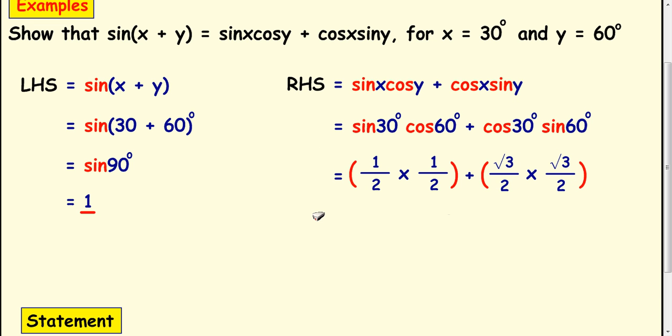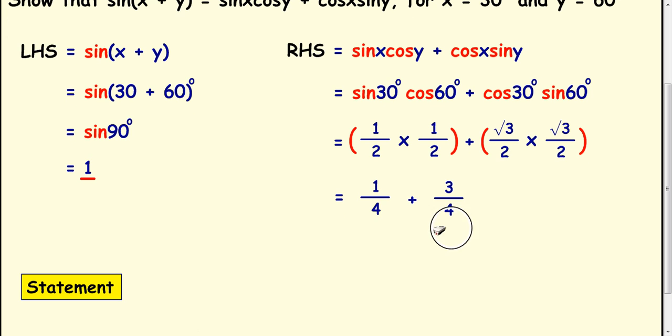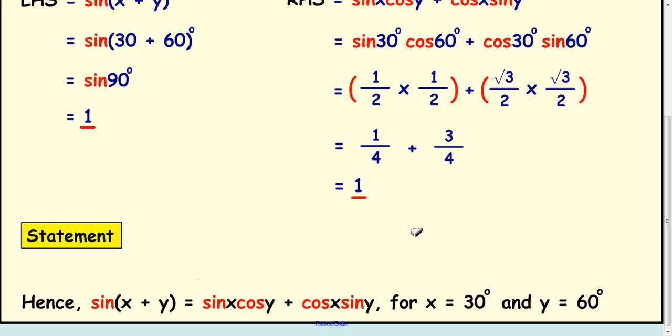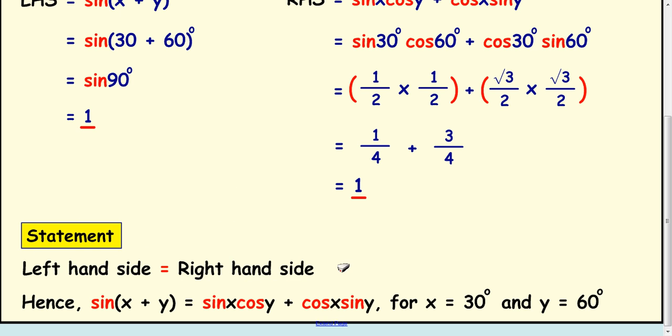So if we multiply a half by a half, we get a quarter. And if we multiply this, root 3 times root 3 is 3, because it's root 9 really, which is 3. And 2 times 2 is 4, so it's 3 quarters. If we add these together, you get a half. Sorry, a 1. So basically we've proven left hand side equals right hand side, because we both get 1s, and therefore sin(x + y) equals sin x cos y plus cos x sin y, for x is 30 and y is 60.